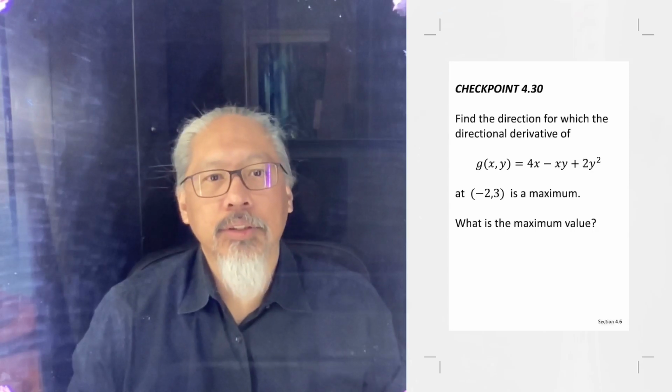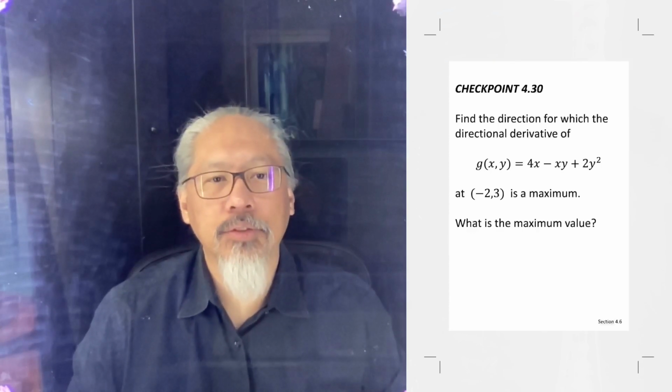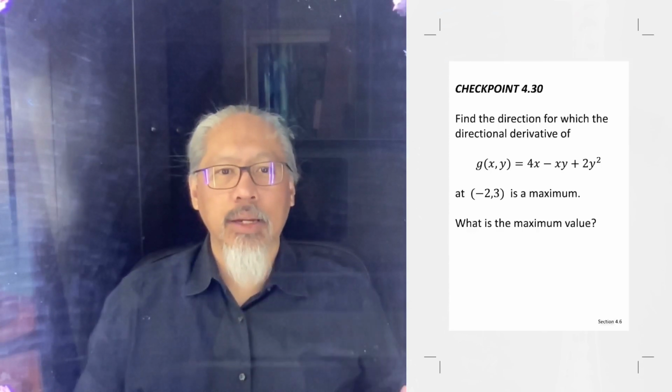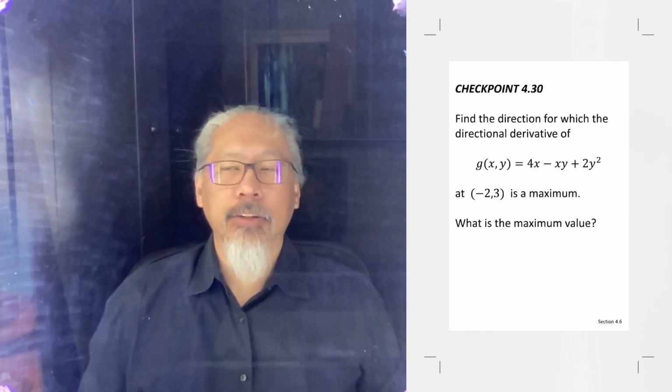Hello, we're doing checkpoint 4.30. They want us to find the direction for which the directional derivative at -2, 3 is a maximum, and they want us to find the maximum value of the directional derivative.